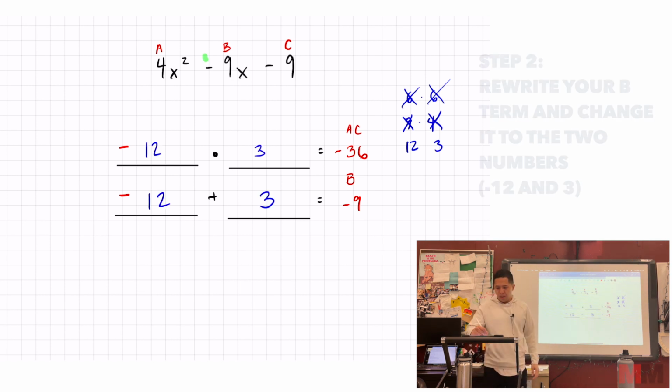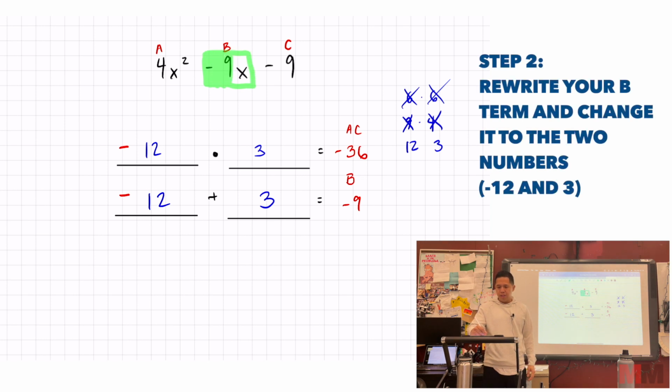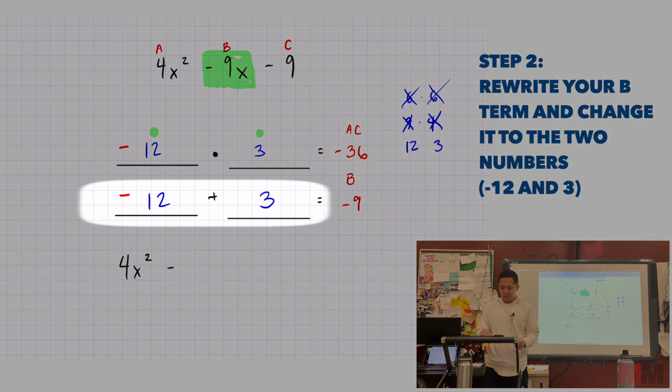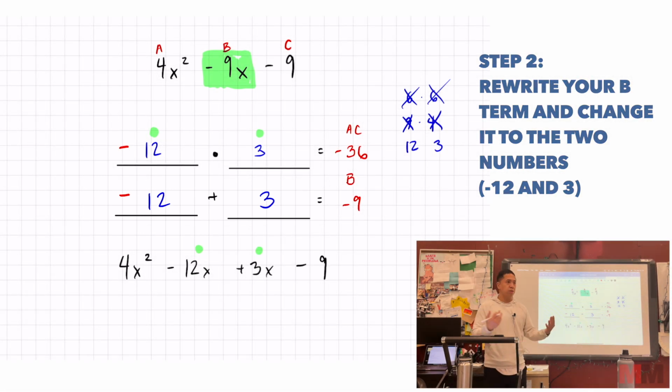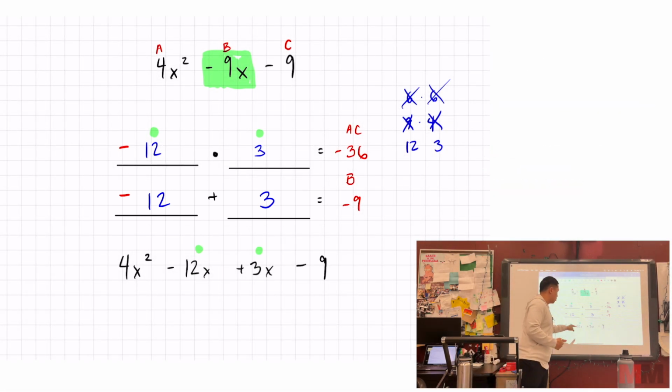The 12. You're going to rewrite your B term using these two numbers. We're going to keep 4x squared the same. Instead of -9x, we're going to change it with the two numbers we found. -12x, +3x, and we're going to keep our C term, -9. We didn't change anything. We just put it into 4 terms.